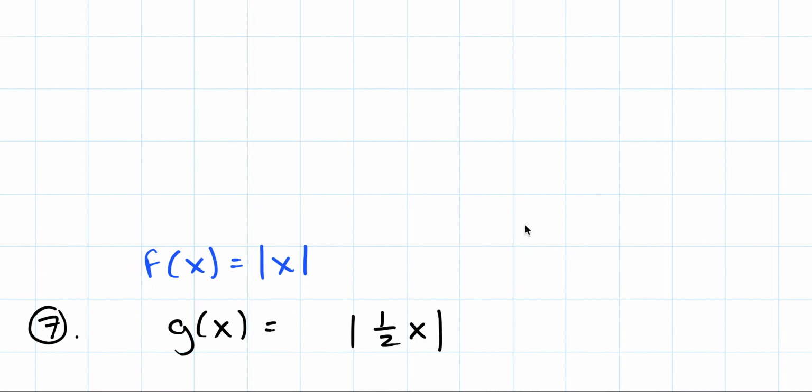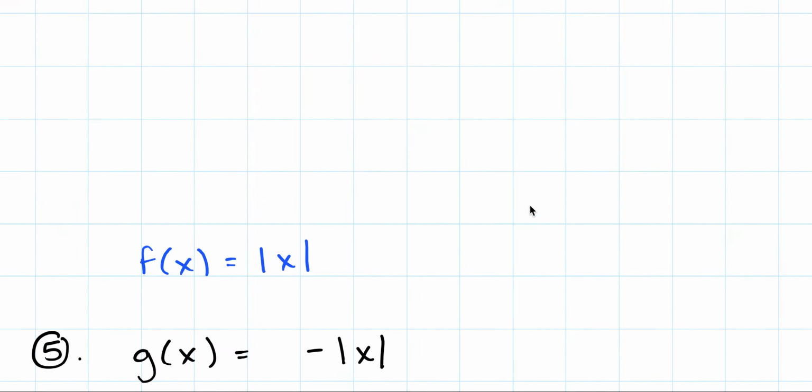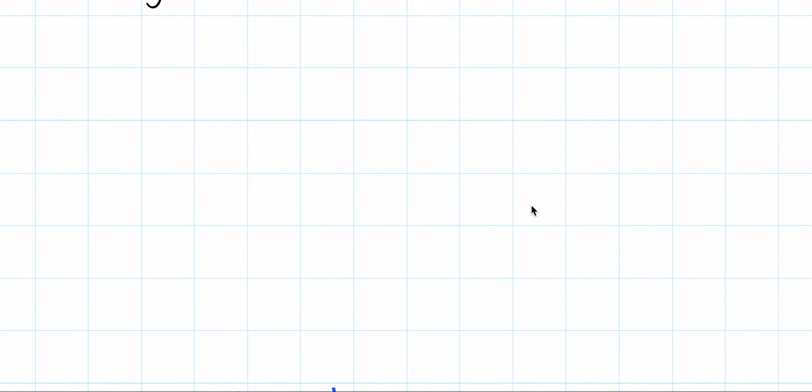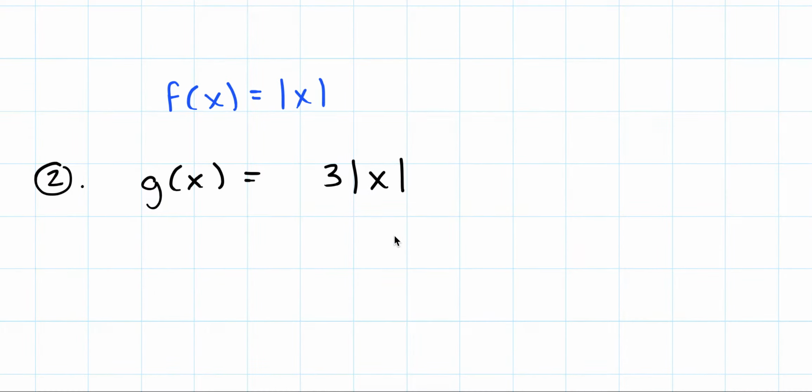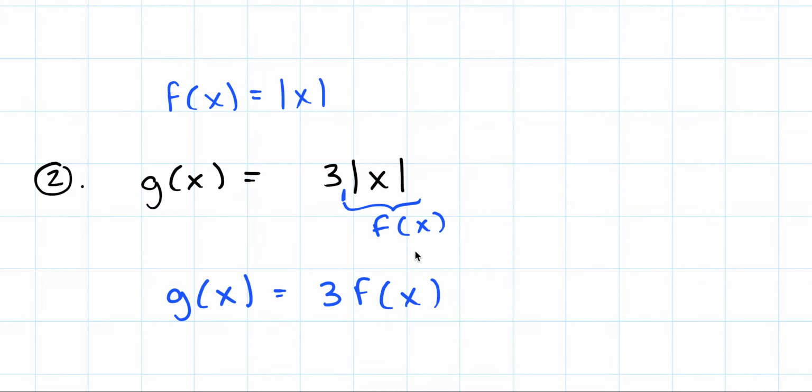Okay, so let's see what we can do. So we did the first one already. Now let's go with this 3 times the absolute value of x. How does this look compared to this one? So what's similar here? This piece, without the 3, is f of x, right? So g of x is 3 times f of x. So we wrote it in terms of this function.